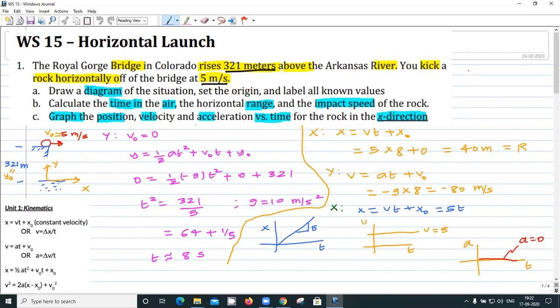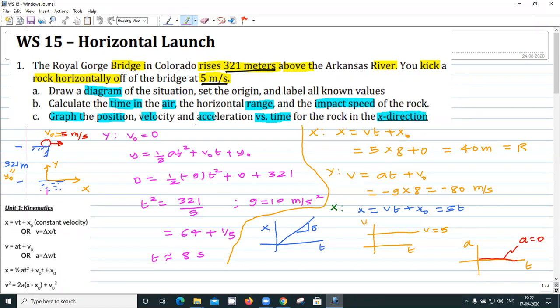So first thing is you have to draw the diagram. You don't skip the steps. They are given the steps for a reason, so that you get used to the right way of solving the problem. So you understood the diagram which I have drawn here?